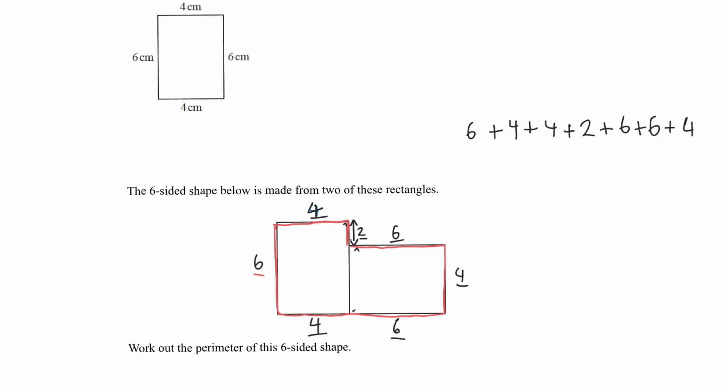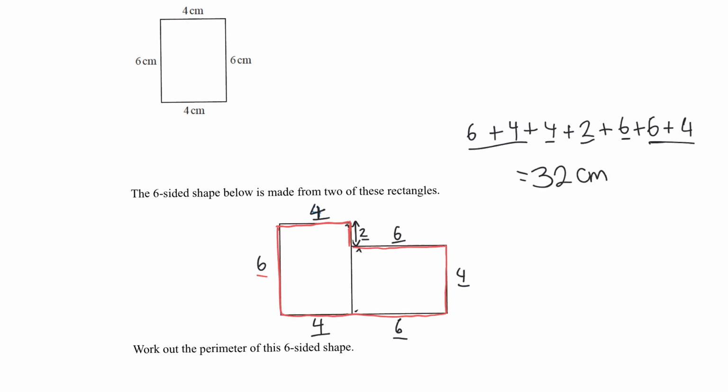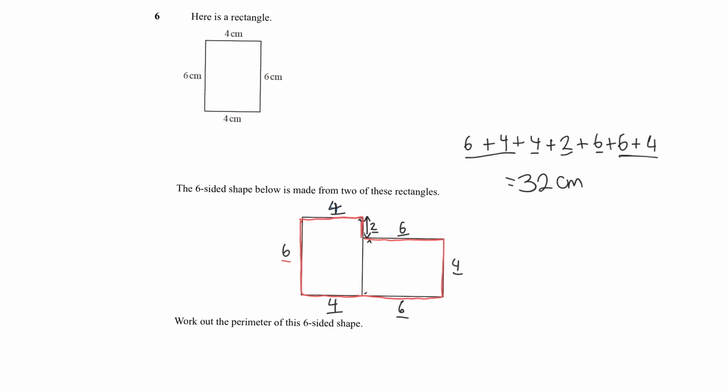1, 2, 3, 4, 5. Yep. So then add them all together. So that's 10 plus 4, 14, 16, 22 plus 10, 32 centimeters. Remember, perimeter is total length, so it's not like area where it's squared. It's just 32 centimeters.